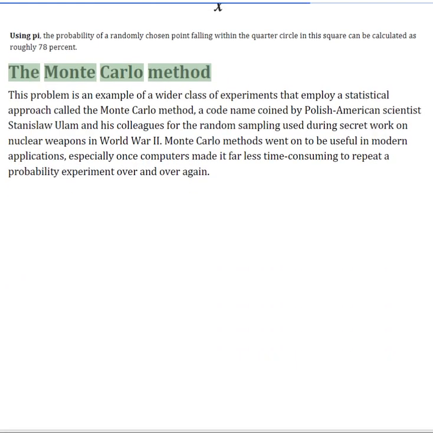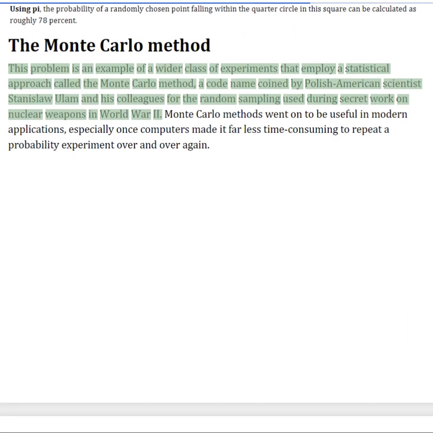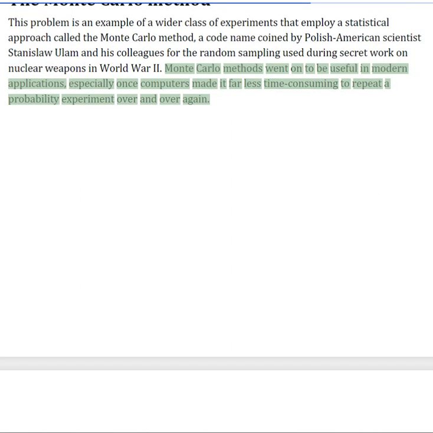The Monte Carlo method. This problem is an example of a wider class of experiments that employ a statistical approach called the Monte Carlo method, a code name coined by Polish-American scientist Stanislaw Ulam and his colleagues for the random sampling used during secret work on nuclear weapons in World War II. Monte Carlo methods went on to be useful in modern applications, especially once computers made it far less time-consuming to repeat a probability experiment over and over again.